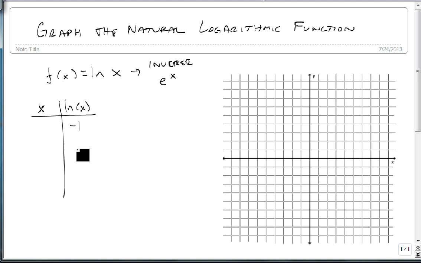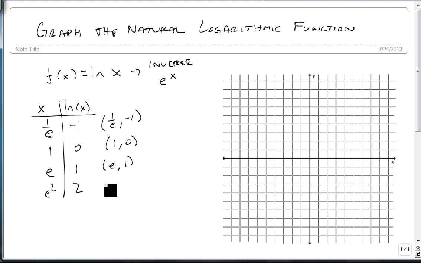We're going to go minus 1, 0, 1, and 2 as our outputs, and evaluate them in the inverse, because that'll give us our inputs, as 1 over e, 1, e, and e squared. Because remember, minus 1 makes it go to the bottom. 0 gives us 1. 1 gives us an e by itself, and 2 gives us the e squared. The problem is the points that we came up with still aren't all that easy to graph.